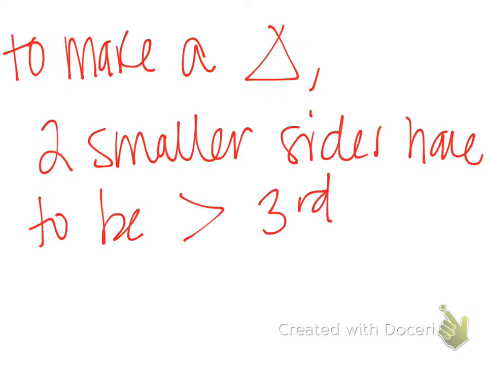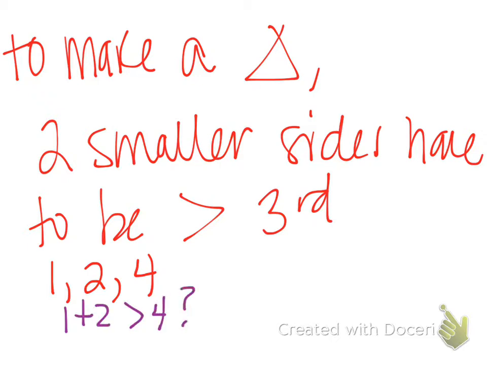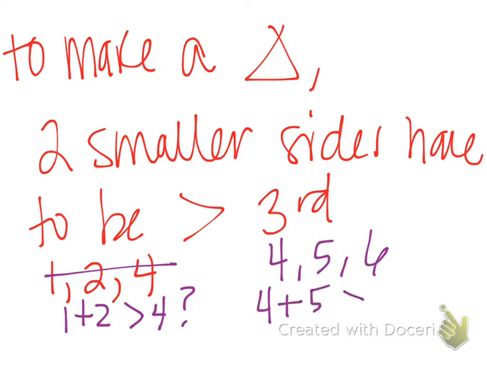So an example of that, could you make a triangle with 1, 2, and 4? Okay, so is 1 plus 2 greater than 4? No. So that would not even make a triangle. Okay, what about 4, 5, and 6? So is 4 plus 5 greater than 6? Yes, so that could make a triangle. Okay, we've done that on multiple tests. It was even on y'all's final exam. Okay, so that's the first part to these.